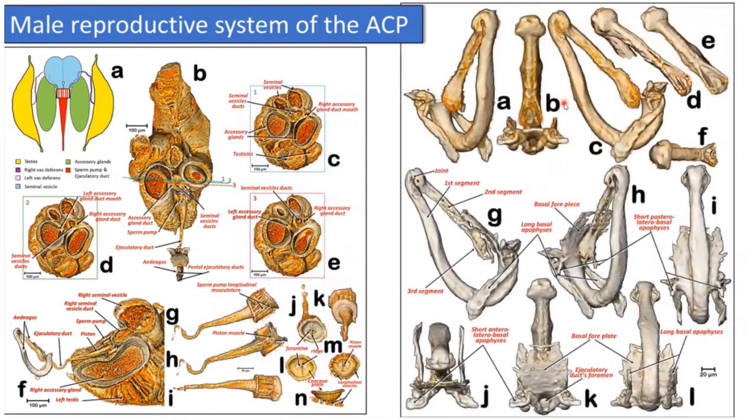Or look at the penis. The penis of this species was known from a slide microscopic preparation, so it was deformed. But thanks to the micro-CT, we could make a very detailed study of the genitalia and penis.